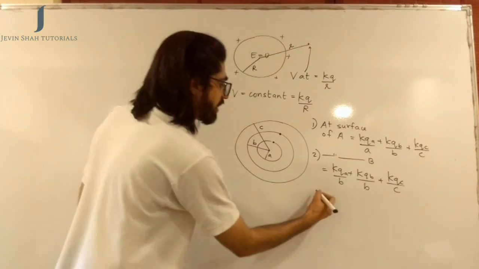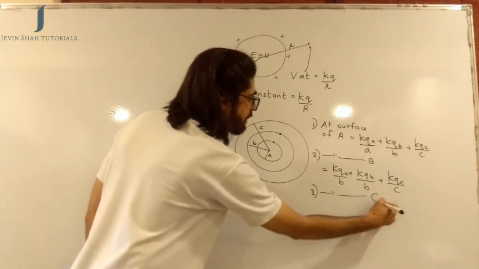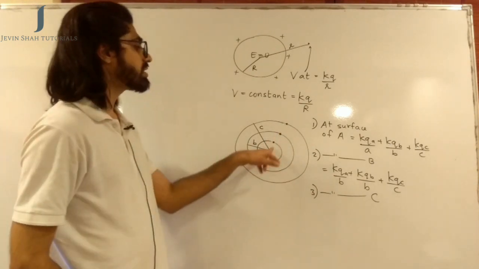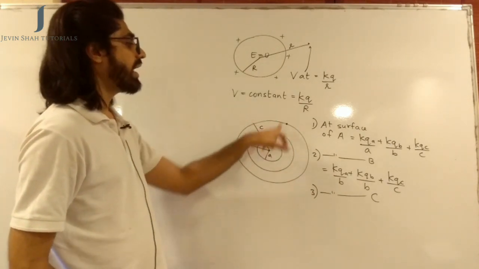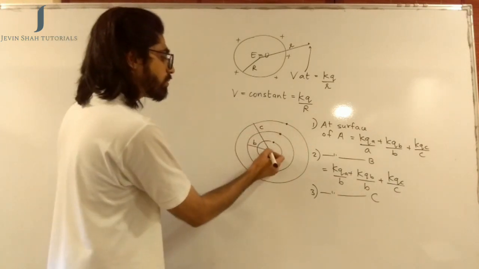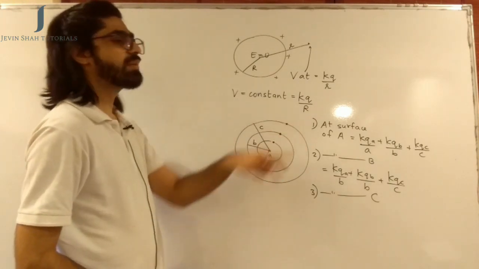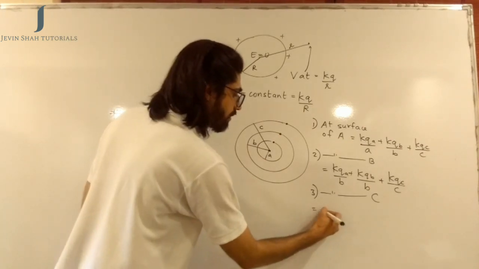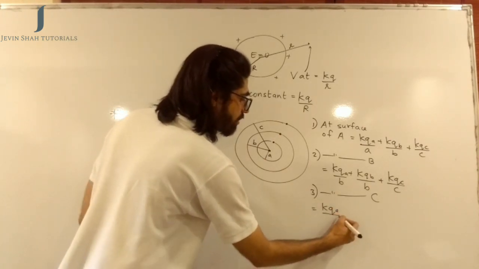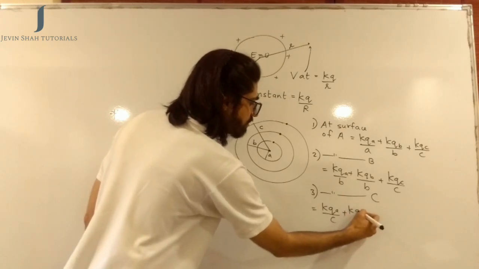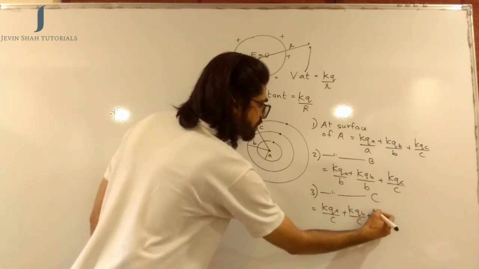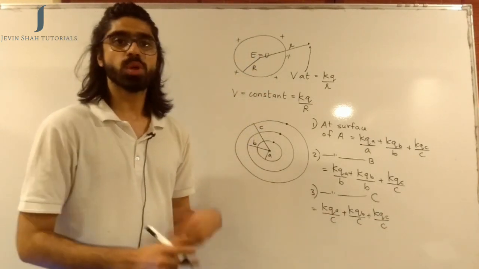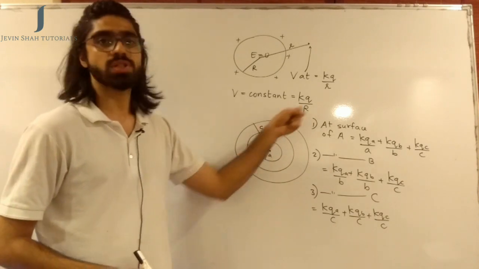In a similar way, if I ask you the potential at the surface of C, then you will end up telling me that any point at the surface of C is outside A, outside B and on C. So the distance from the centers of all these spheres of any point at the surface of C will be equal to C only. So because of A, the potential will be KQA by C. Because of B, it will be KQB by C. And because of C, it will be KQC by C. So this is how you can write the potential at the surface of any of the three concentric spheres.